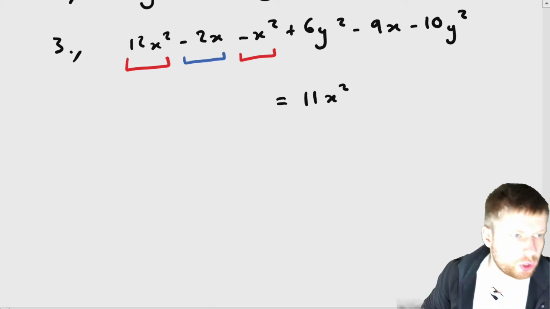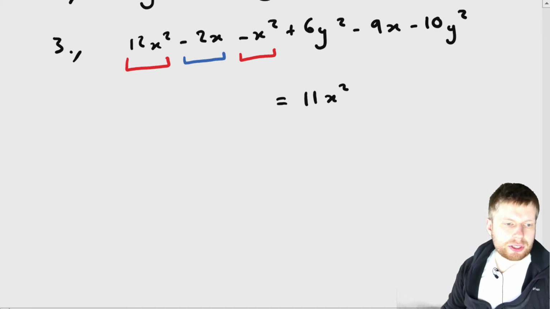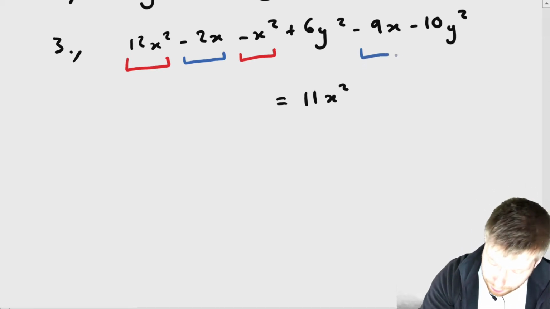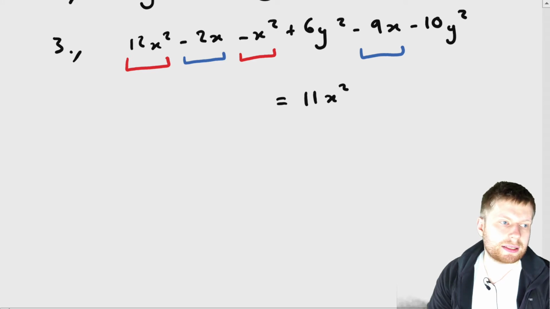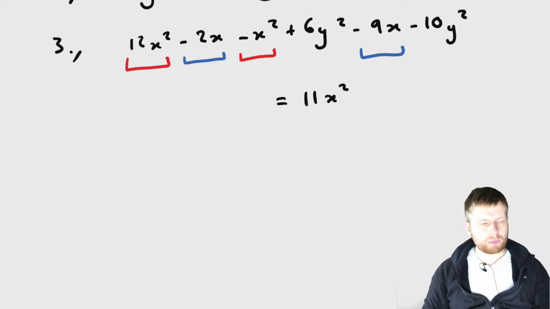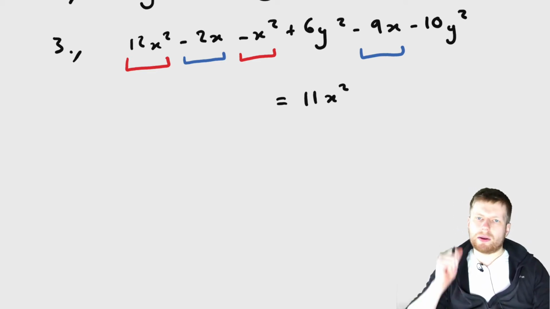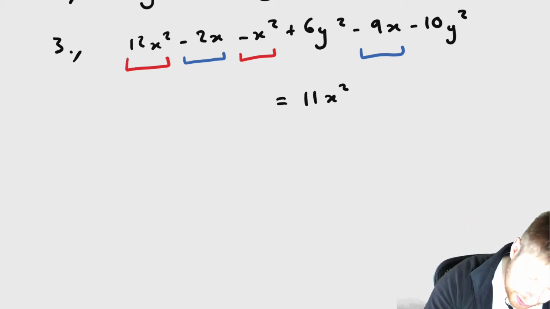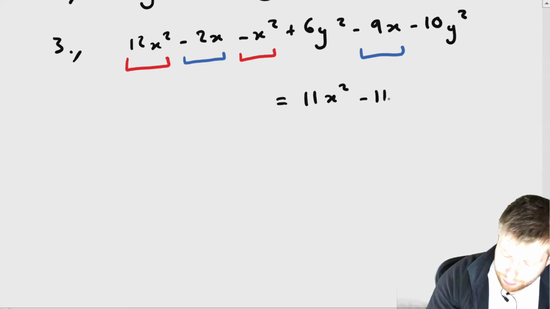Let's have a look at the next terms. Let's have a look at the negative 2x. Now is there any other terms with an x in? Yes, there are. There's over here the negative 9x. So be sure to include that negative because both of those terms are negative. So I've got negative 2x, and then I'm going to take away 9x. Well, that's going to leave me with negative 11x.